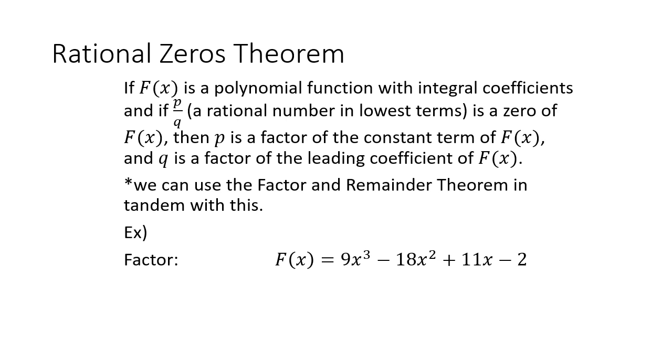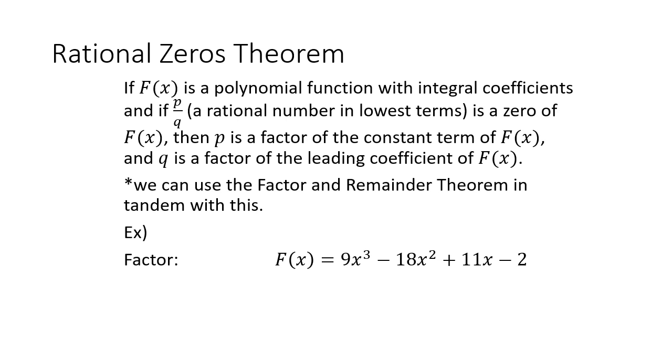Now we can use the Rational Zeros Theorem in conjunction with the factor and remainder theorem to suddenly be able to factor these higher degree polynomials that we were not given a factor for. So let's do this one example here in this video. Let's look at what this means.